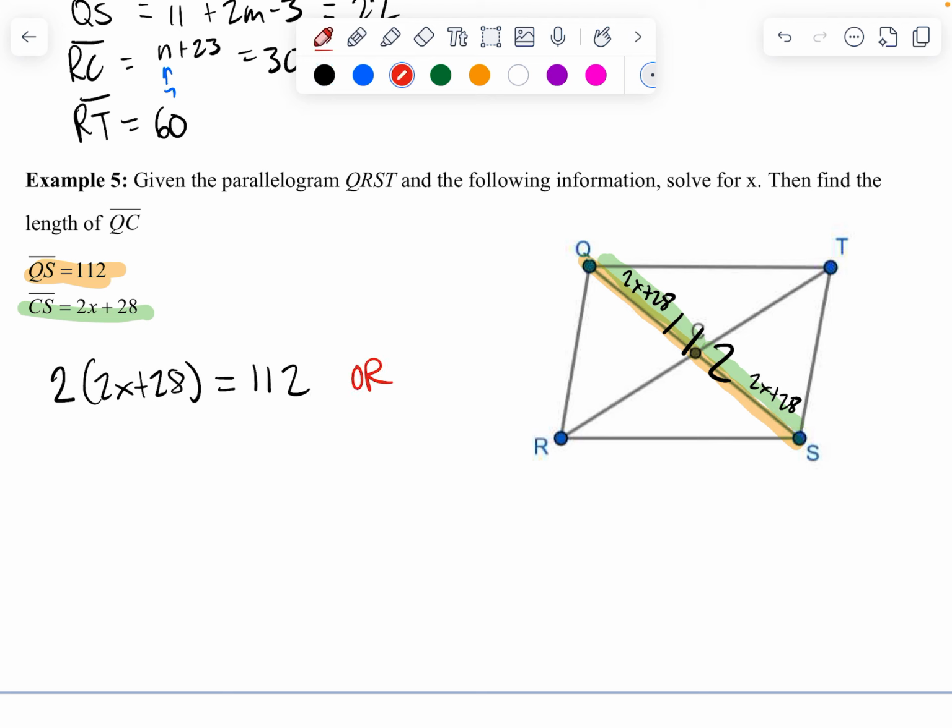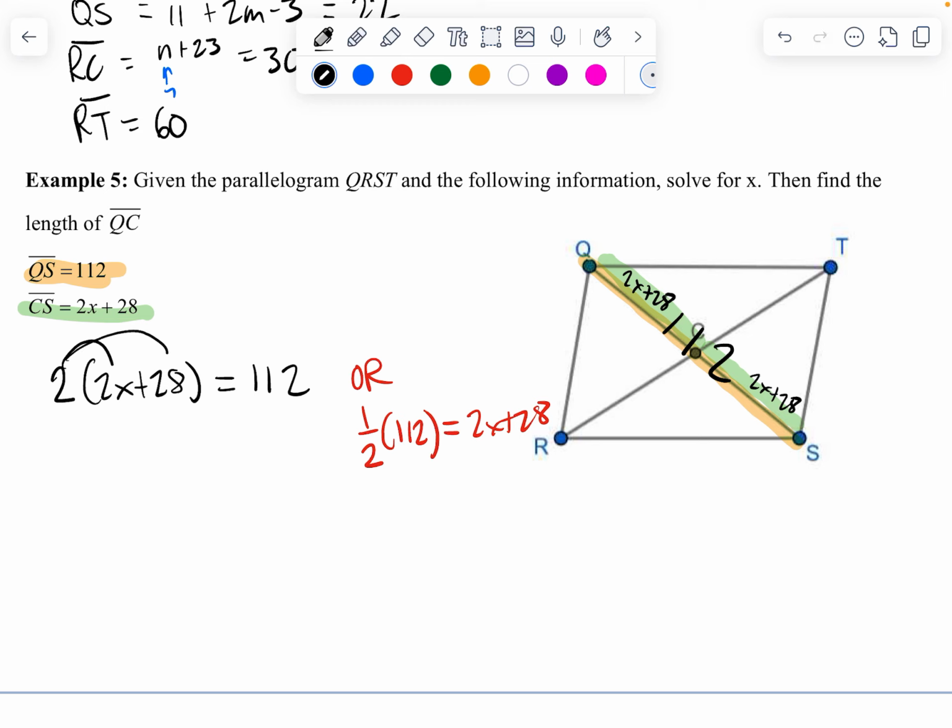Or how you could have set this up is you could have said that half of the entire thing, the 112, is going to equal the 2x plus 28. Okay, arithmetically, that's literally the exact same thing. In fact, in this step, if you want to divide both sides by 2 to make your life easier, you absolutely can, right? So whatever way you want to go about it, go for it.